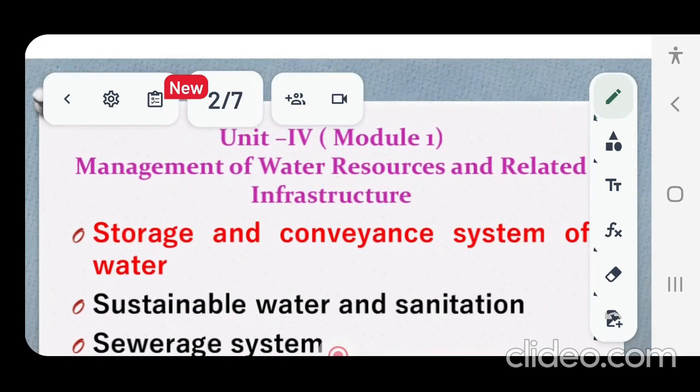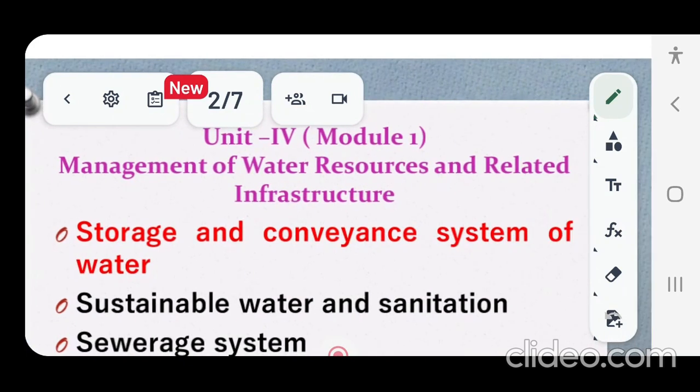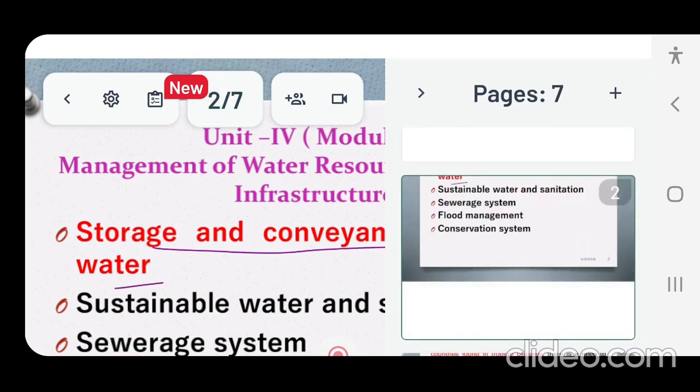Today we will be discussing a topic on unit number 4. Unit number 4 is the management of water resources and related infrastructure. Under that we will be discussing now module number 1, that is storage and conveyance system of water.